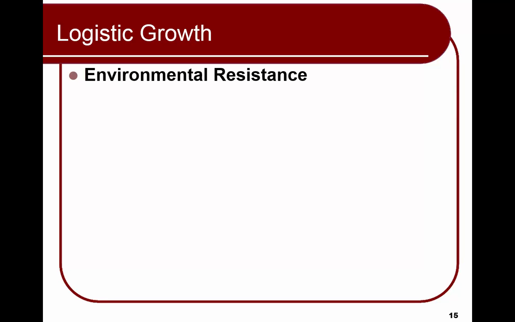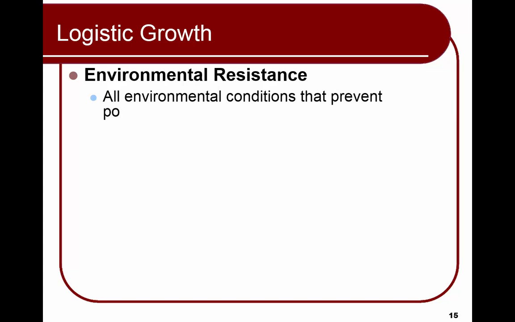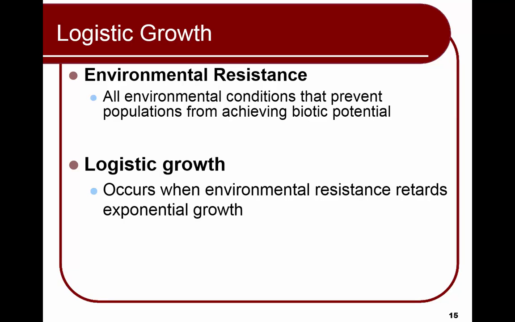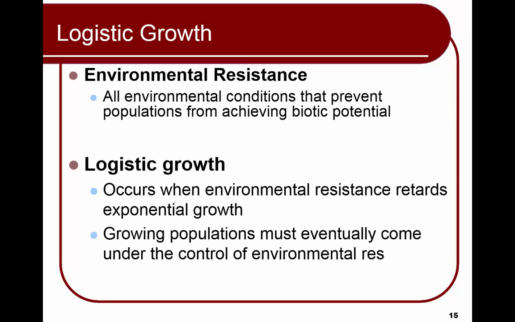What is environmental resistance? This is all the environmental conditions that prevent populations from achieving their biotic potential. Logistic growth is going to happen when environmental resistance slows exponential growth. When something prevents us from reaching our biotic potential and having full exponential growth, then we have logistic growth. And growing populations are eventually going to be affected by environmental resistance.